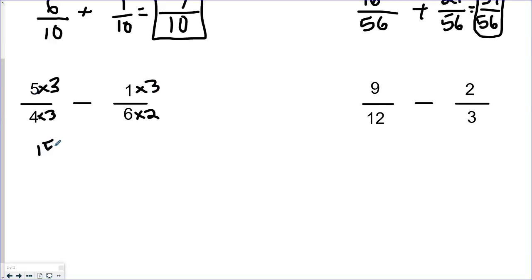5 times 3 is 15. 4 times 3 is 12. 1 times 3 is 3. 6 times 2 is 12. Again, I do not subtract the bottom number, so it's still going to be 12. 15 minus 3 is going to be, well, 12. And 12 over 12 is just a solid 1.